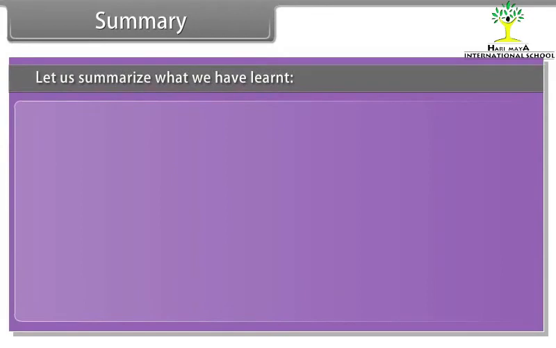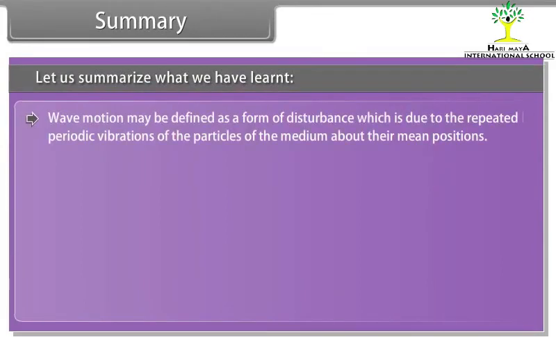Summary. Let us summarize what we have learnt. Wave motion may be defined as a form of disturbance which is due to the repeated periodic vibrations of the particles of the medium about their mean positions.